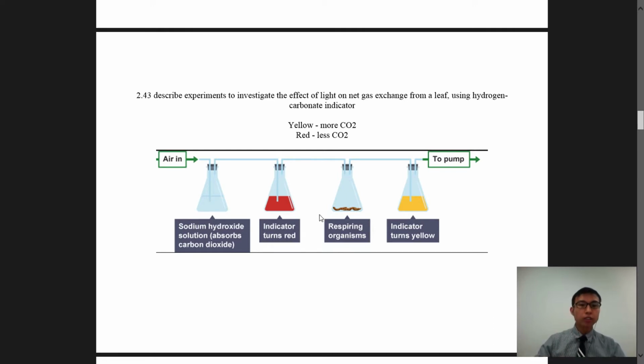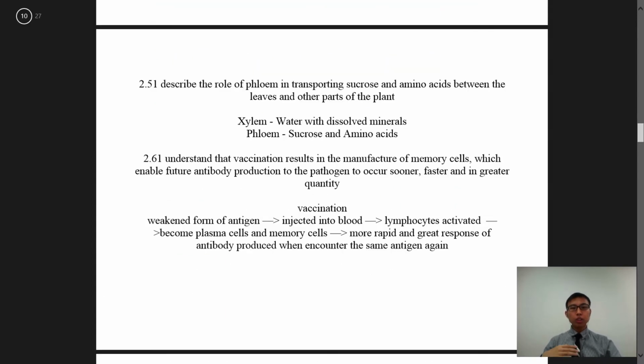And then following on, the indicator will become yellow, okay? And basically you have to know the color change. It's not going to be given. You have to know how to use it, and this is how you use it. Now, the next bit is a bit wordy, okay?